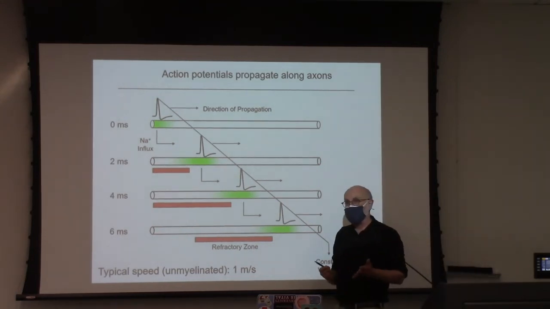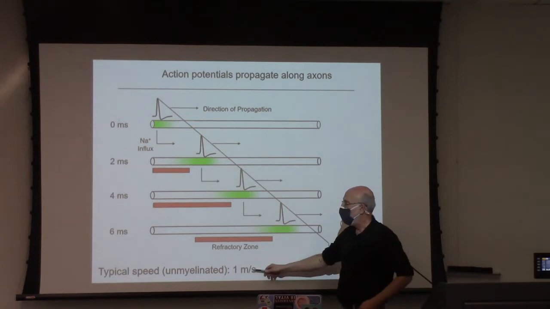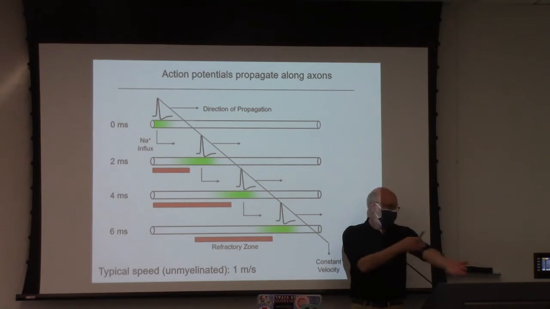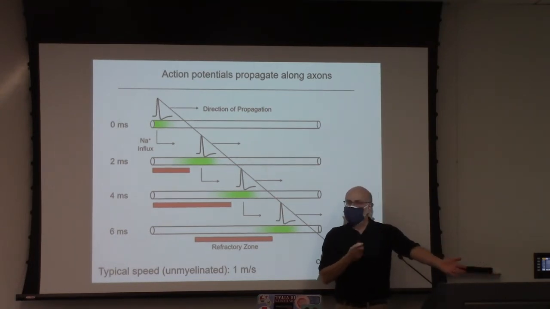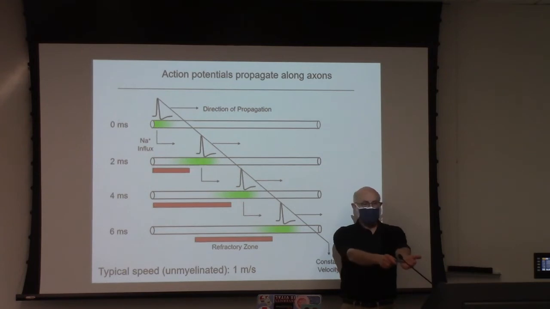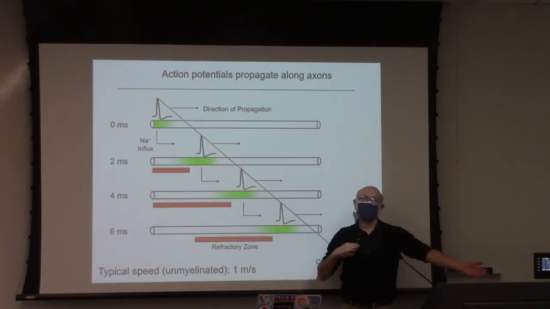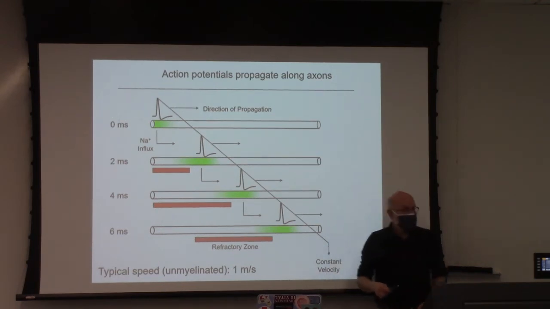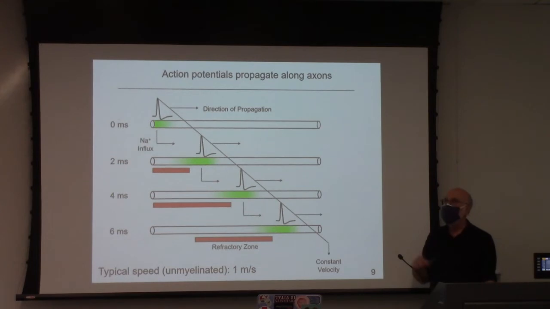In an unmyelinated axon, which you have, the typical speed is about 1 meter per second. So, let's pretend my arm is 1 meter. It takes a second for an action potential to propagate from here to my spinal cord, and maybe another fraction of a second for it to get to my brain. That's pretty slow. So we, being the animal kingdom, have evolved mechanisms to speed it up.